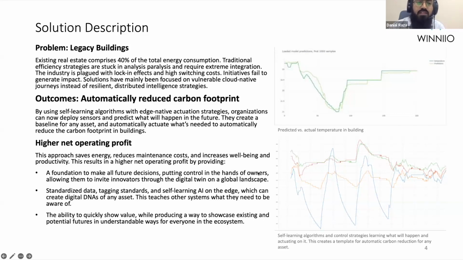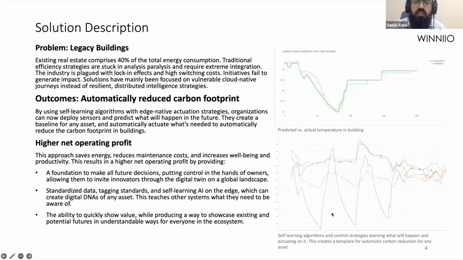So what we can see here in the graphs is this: the top graph is the predicted versus actual temperature in the building. We can see that the overlap between actual and predicted temperature is large, which means our predictions are really good. We can predict to a precise level of 0.05 degrees centigrade of error.